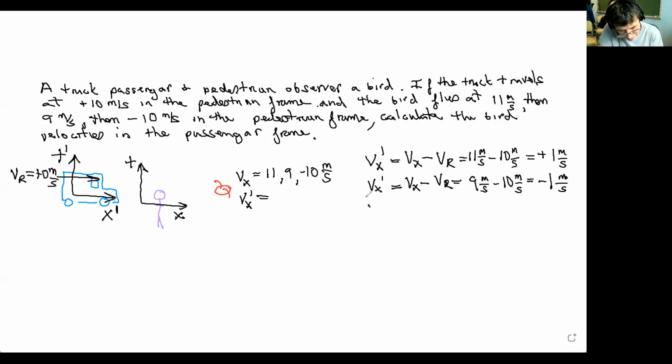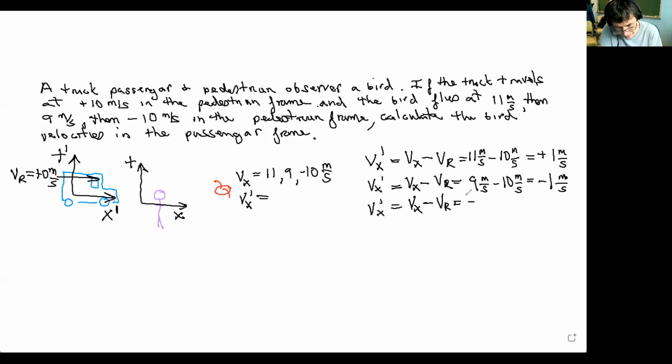And then finally, let's do the calculation when the bird is flying in the opposite direction towards the left at 10 meters per second in the pedestrian reference frame. Its velocity in the truck reference frame will be the velocity of the bird in the pedestrian reference frame less the velocity of the truck reference frame in the pedestrian reference frame, that's VR.